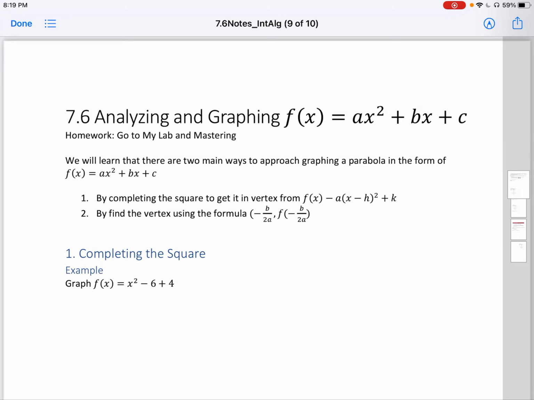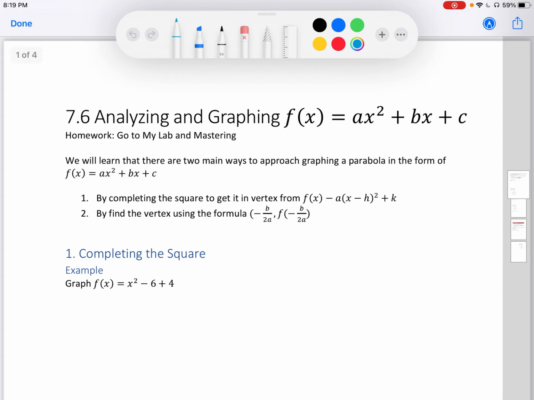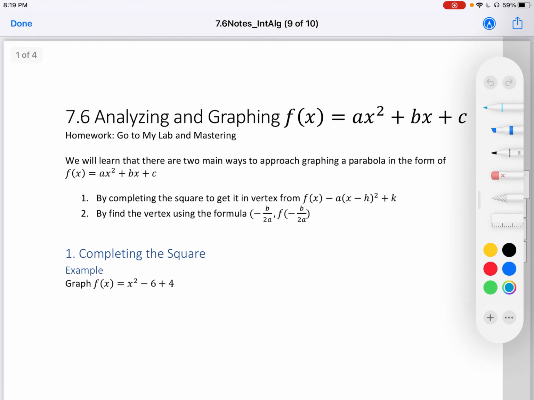Hi, let's continue with section 7.6, analyzing and graphing f of x equals ax squared plus bx plus c. To recall what we learned in our last section, 7.5, we talked a lot about that vertex or standard form, where we have f of x equals a times x minus h squared plus k. Well, if we're given standard form or general form, we can still produce the same graph.